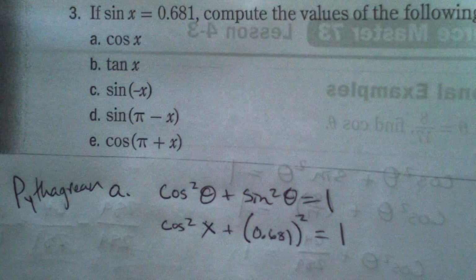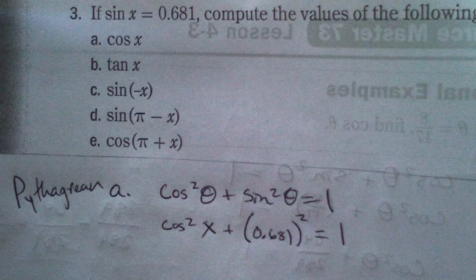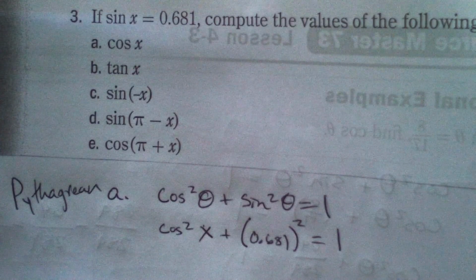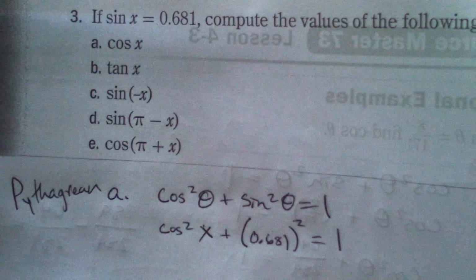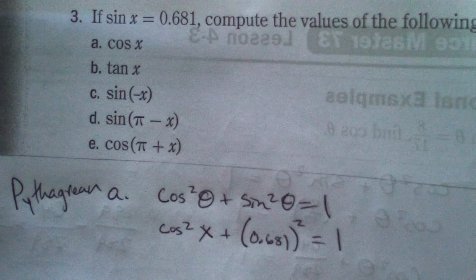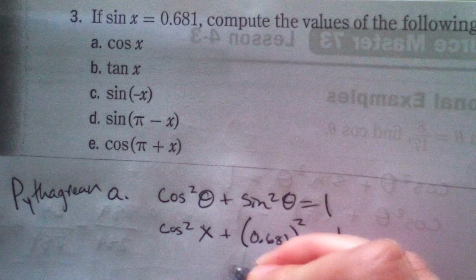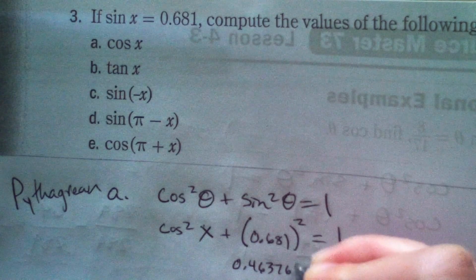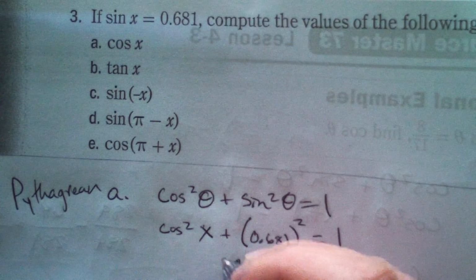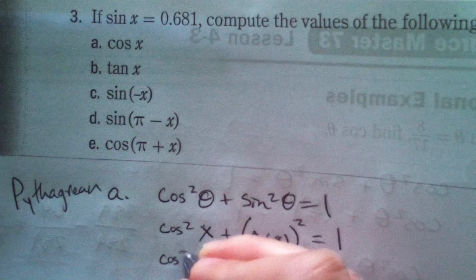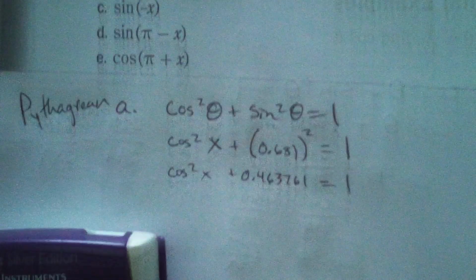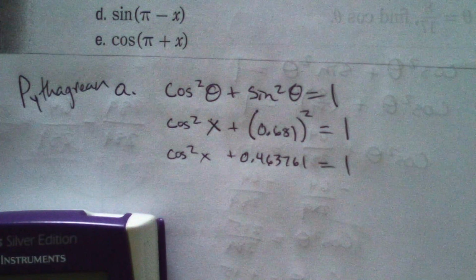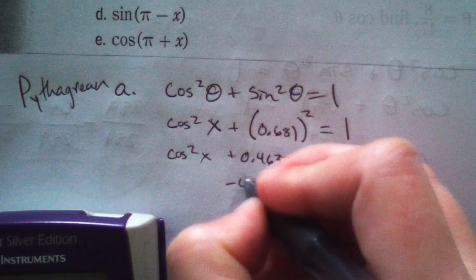Square root of 0.536239, and I get 0.732. I'm just going to leave it at that. It would be approximately that because I'm rounding. And also there, if we did the square root of it, we would have to have that plus or minus with it, right? So we did that square root.